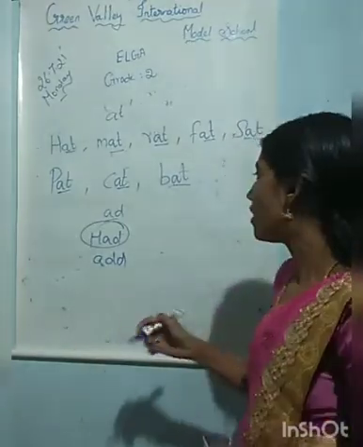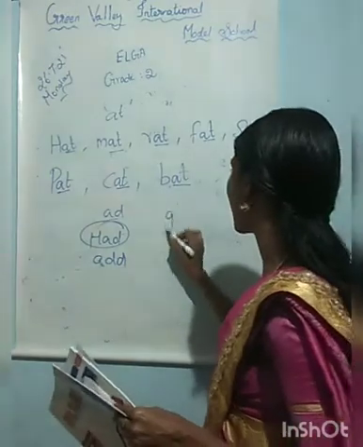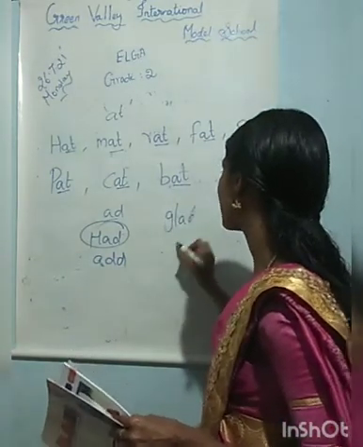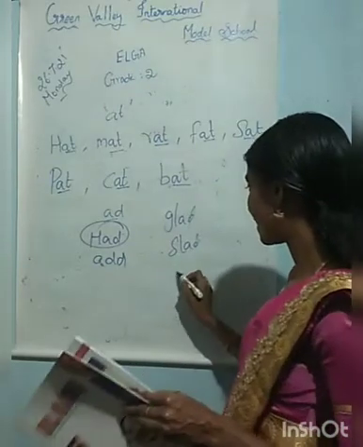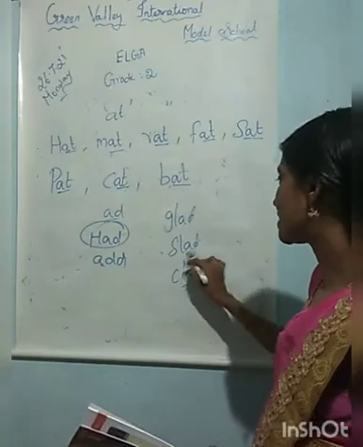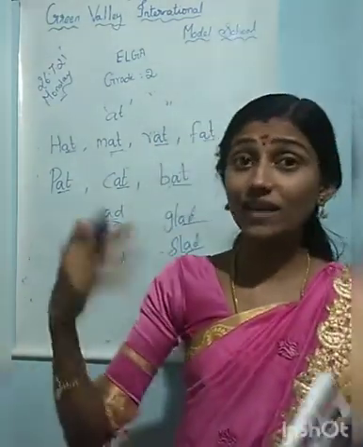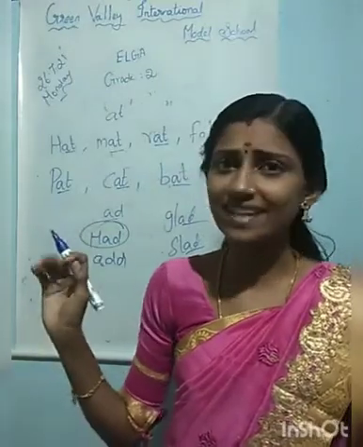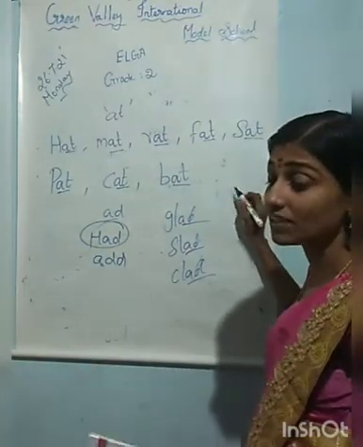So, 4-letter words like glad, slad, clad. So, these are some 4-letter words. So, like this, 5-letter words are there which end with this AD. So, then next word what we learn?